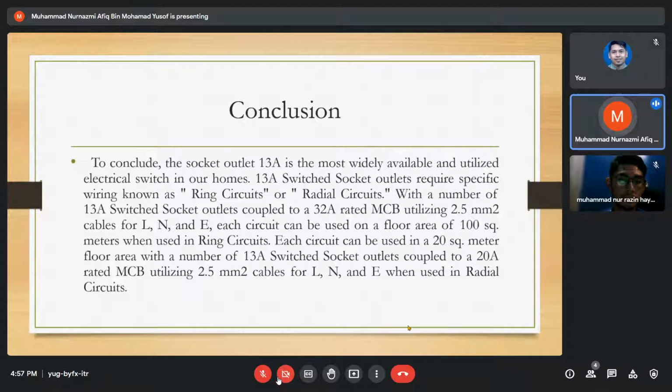Each circuit can be used in a 20 square meter floor area with a number of 13 ampere switch socket outlets coupled to a 20 amp rated MCB, utilizing 2.5 mm square cables for live, neutral, and earth when used in a radial circuit. That's all for our presentation.